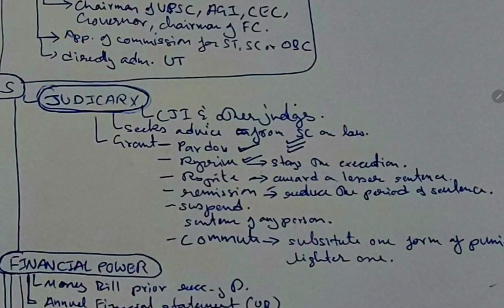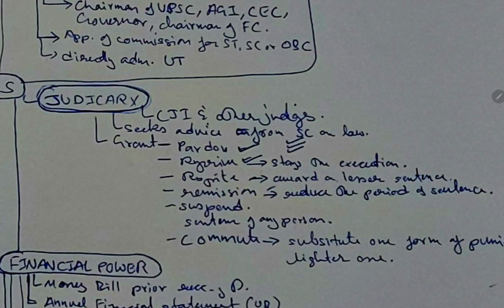He can seek advice from the Supreme Court on matters pertaining to law, and he can also grant various pardoning powers. Those are: pardon. Pardon is basically when a president absolves both the sentence and the conviction or the punishment of a person. Second, reprieve. Reprieve is basically when he puts a stay on the execution of a person.